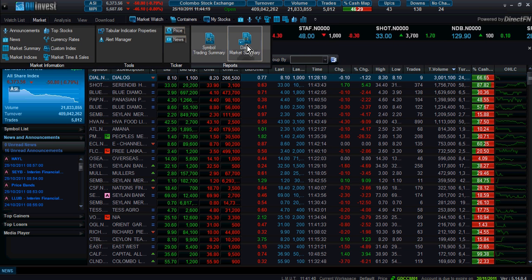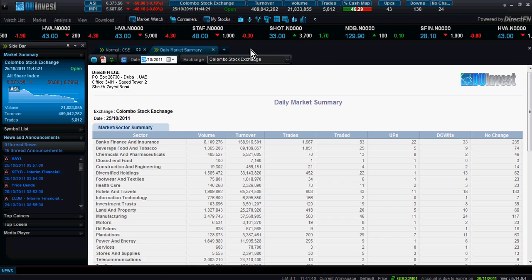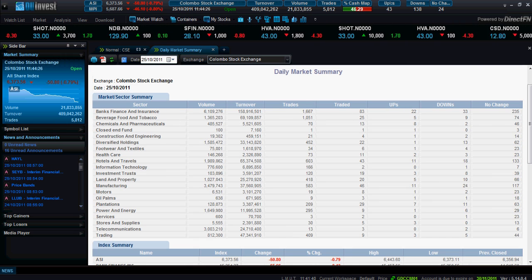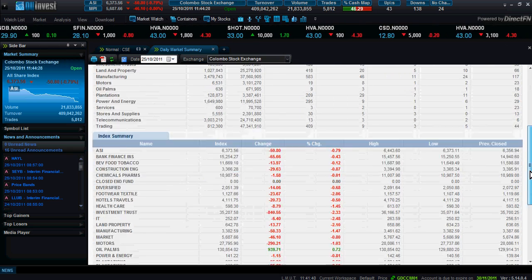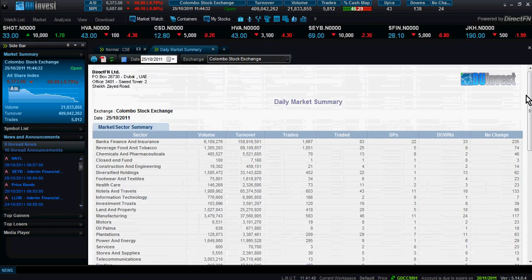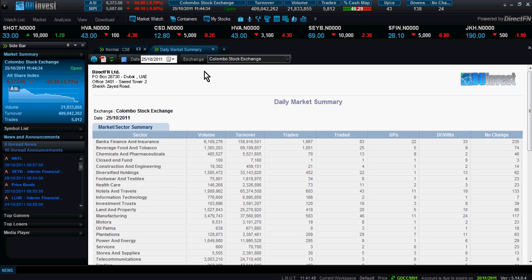Similarly, if you go here and click on daily market summary, you will see the same information in a different way, with of course the sector summary, the index summary, top gainers, top losers, most active stocks. Likewise, the complete list will be given here to you even though you were out of the market for the last few days. So this is yet another way that you can get information.